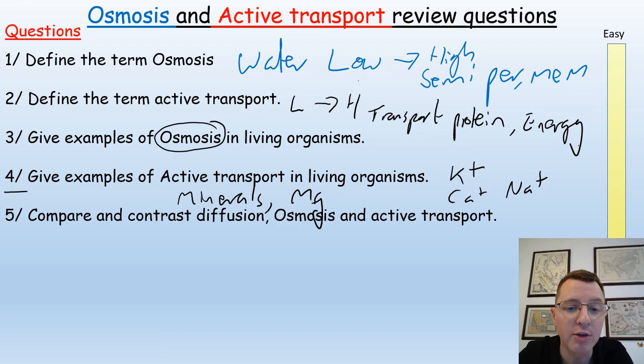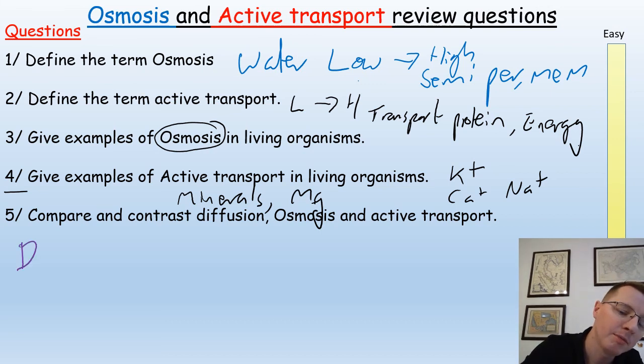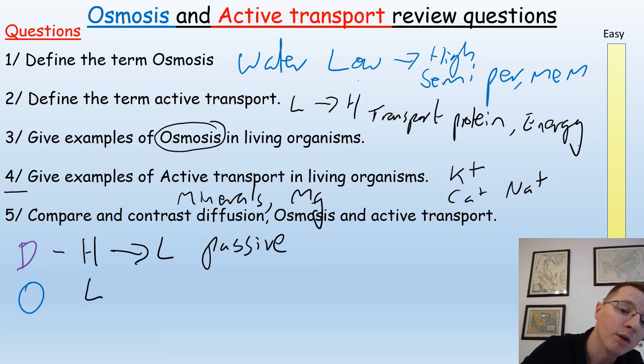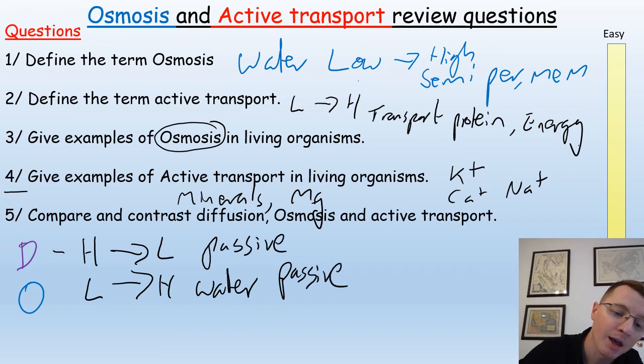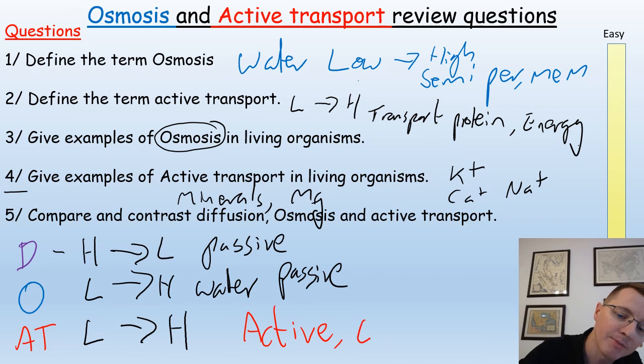And then question 5, compare and contrast diffusion, osmosis and active transport. So you could talk about diffusion being the movement of any substance from a high concentration to low, and it is passive. Osmosis is the movement of water from low to high, so it is only water. But again, it is passive. And active transport is the movement of any substance from low to high, but it is active and it needs energy.